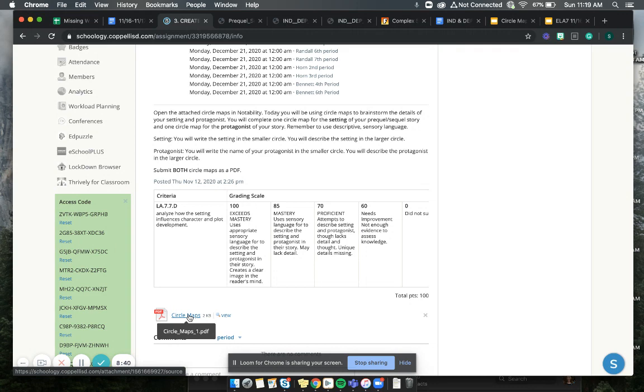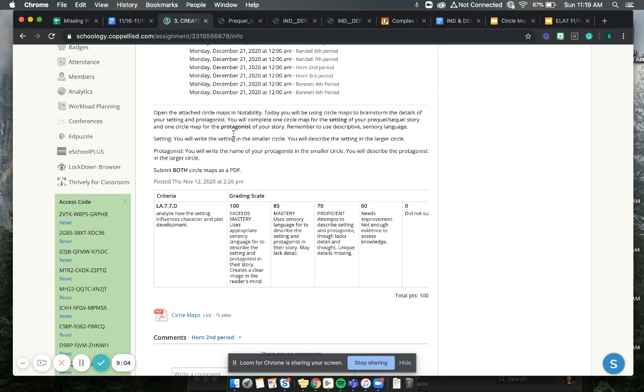And who is going to be the protagonist of your story? Remember, the protagonist is the main character. So you will complete one circle map for the setting of your prequel or sequel story, and one circle map for the protagonist of your story. Remember to use descriptive sensory language. Okay.